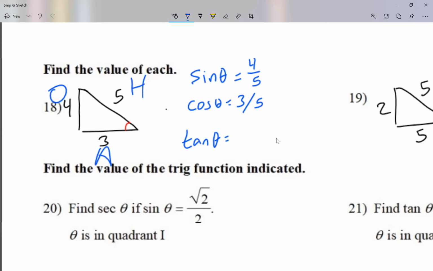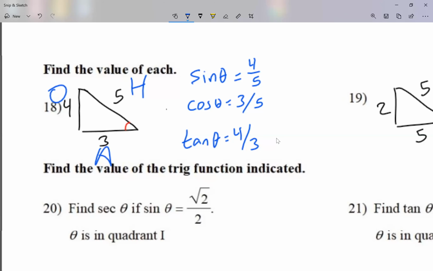Tangent, remember I gave you the acronym TOA. Tangent is opposite over adjacent. So 4/3. And it's okay to have improper fractions. Improper means the big number on top. It's okay to have that. It's fine. But at the same time, I'm not going to limit myself to just those 3 ratios. Remember, ratio is a fancy word for fraction.